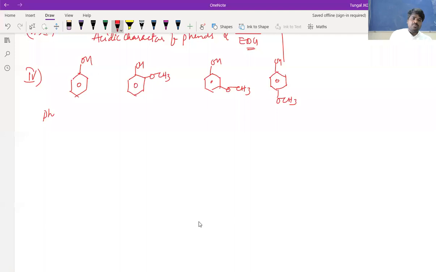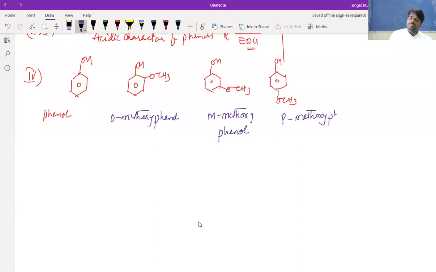So this is your phenol. What is this? This is your methoxyphenol. And what is this? This is your metamethoxyphenol. And what about this? This is paramethoxyphenol. Okay, see here. This OCH3 group, which group is it? Methoxy group.